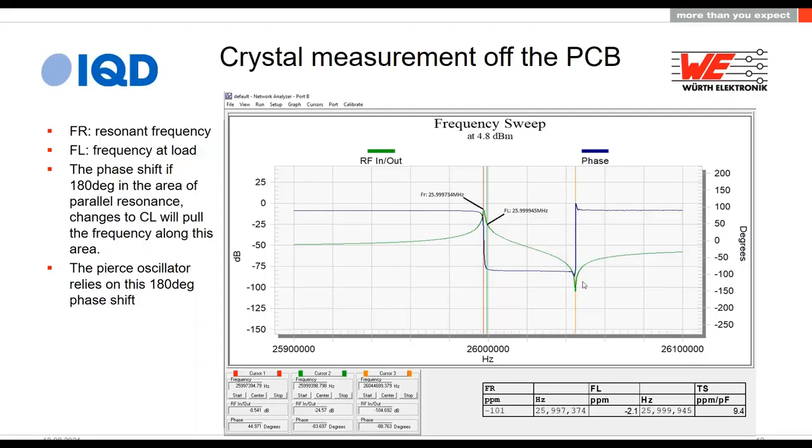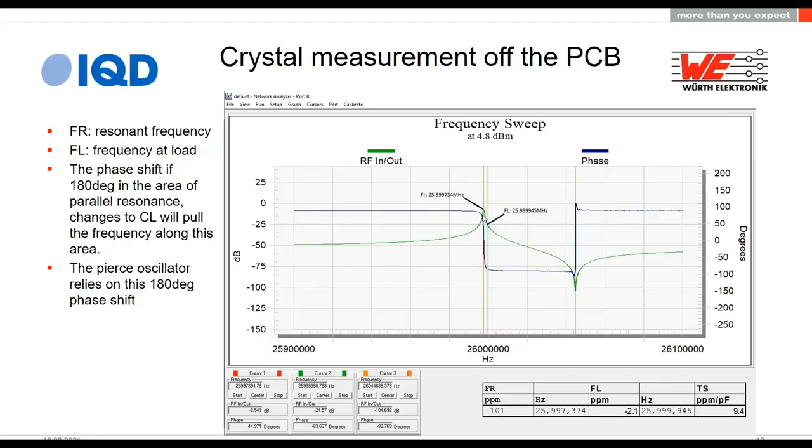analyzer setup. So we've got a sweep on the x-axis here that goes about 26 megahertz. So we're going from just below to just above 26 megahertz. That's our crystal resonant frequency. And the green line represents the losses, as seen between what's broadcast from the network analyzer and what comes back. And what you can see is that there's a point here where the losses are the least. And that is, in fact, our FR measurement that we saw first. So that's our minus 101 parts per million away. And you can see that's a minus value because it's just below 26 megahertz.